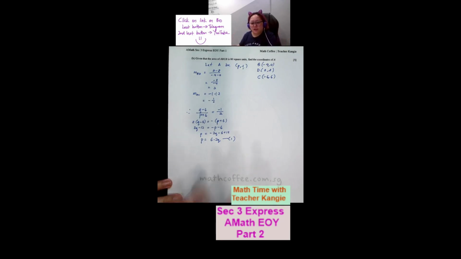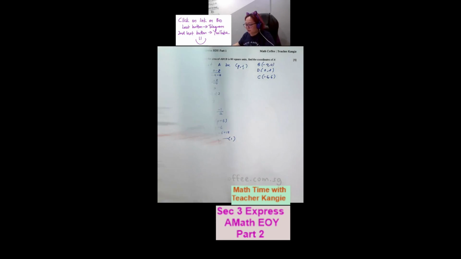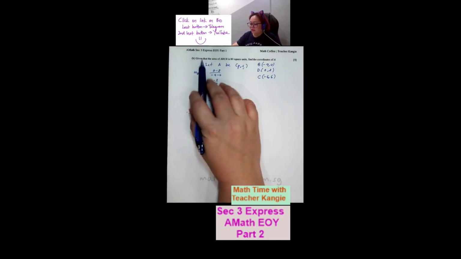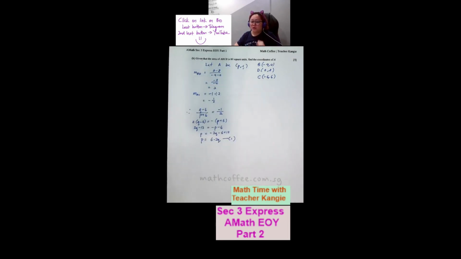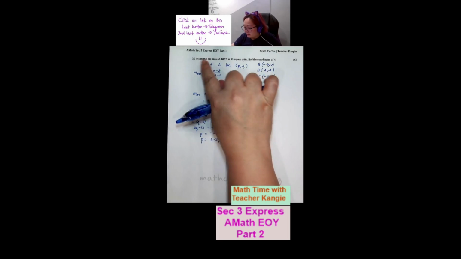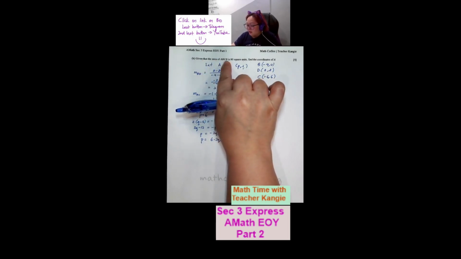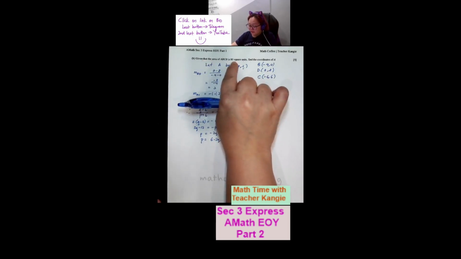So I have my first equation already. Now I need a second equation. Let's go back and see what other information we have in order to form the second equation. Actually no need. The information is that they give me the area is 80 square units. So I'm going to use that area to form the second equation.